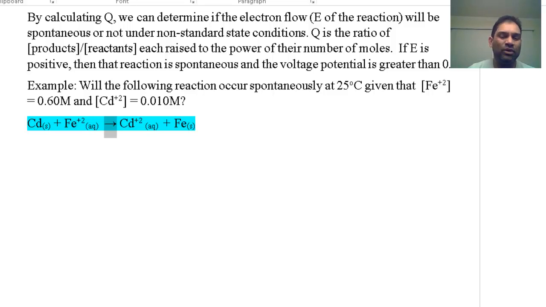So this could be an equilibrium. It can go forward or it can go backwards. And the question we're being asked is, will this occur spontaneously at 25 degrees under these non-standard state calculations? So it's not K, we're going to use Q and plug in these concentrations. Now, if they equal K, then you're at equilibrium. If they're not equal to K, which way will the reaction shift in order to get to equilibrium?